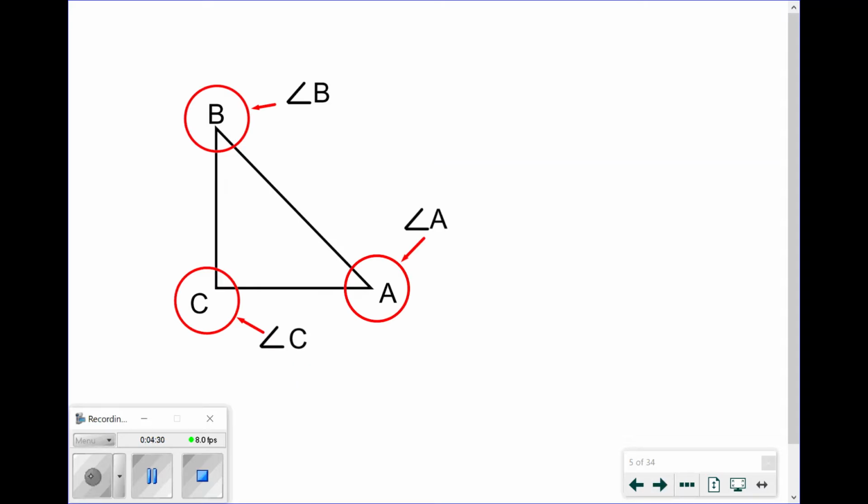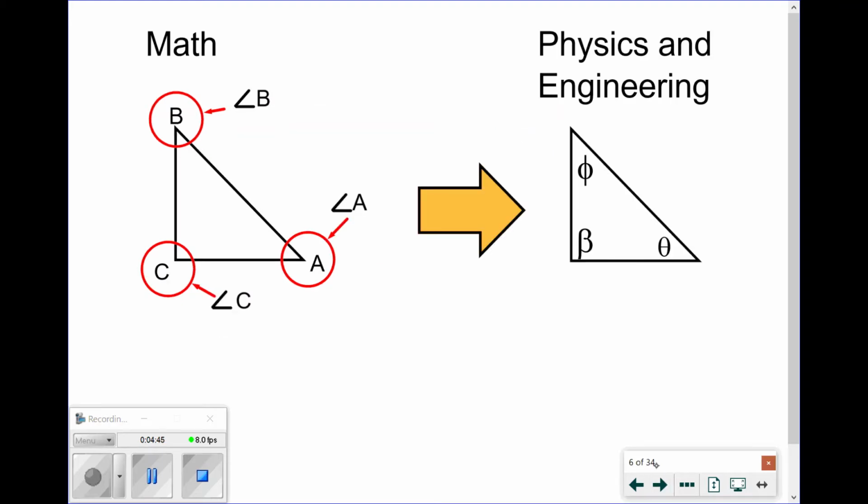Often in the math class, the symbol that you see for an angle is quite literally two lines that draw out an angle. So you'd have angle A, angle B, angle C. And again, this kind of makes sense for a math class, and that's totally fine as a symbol.